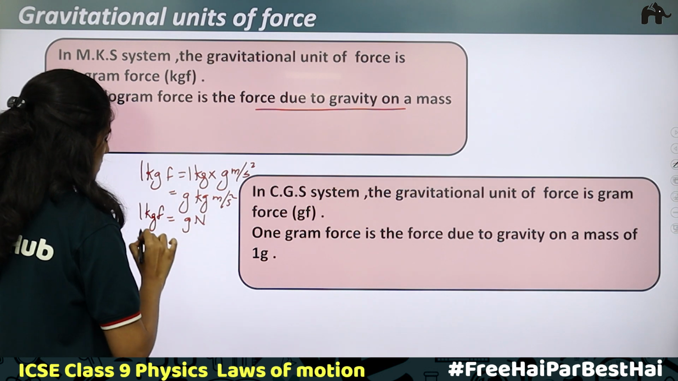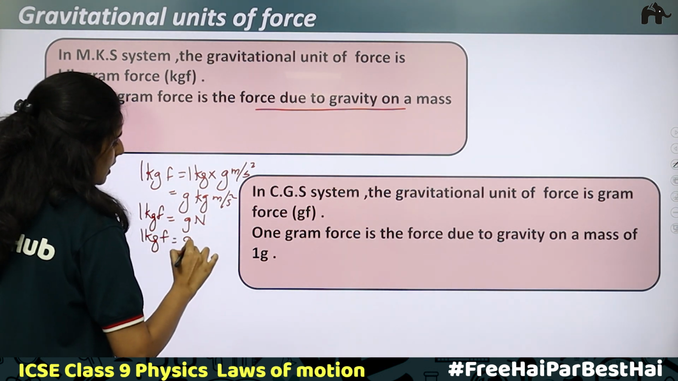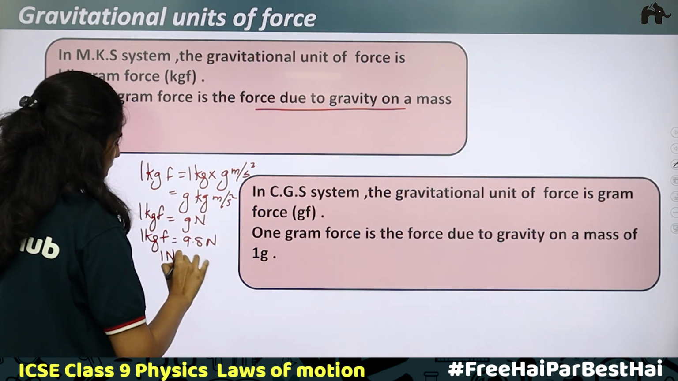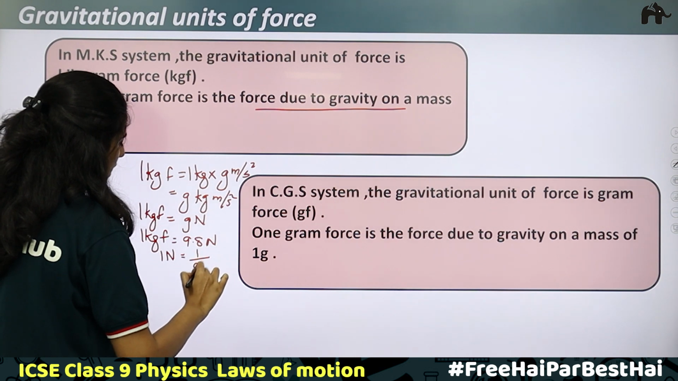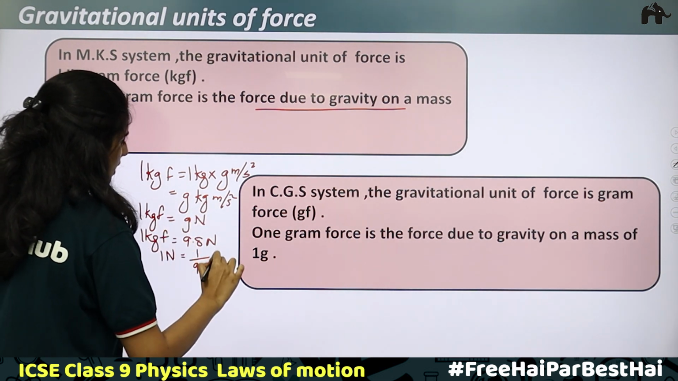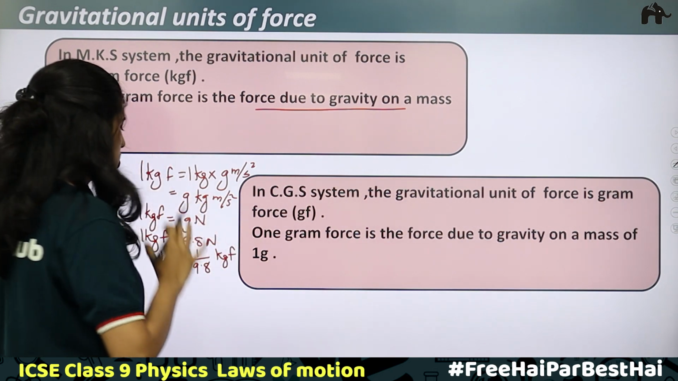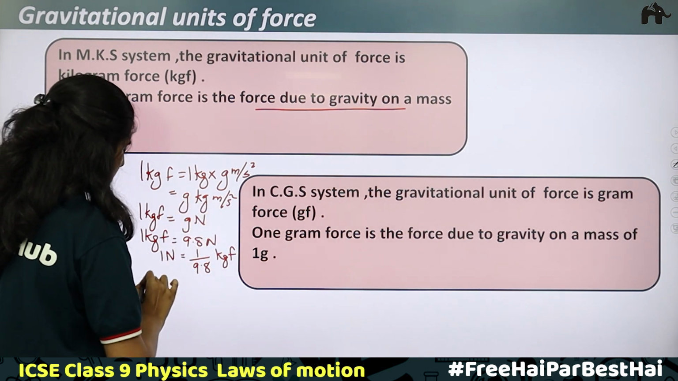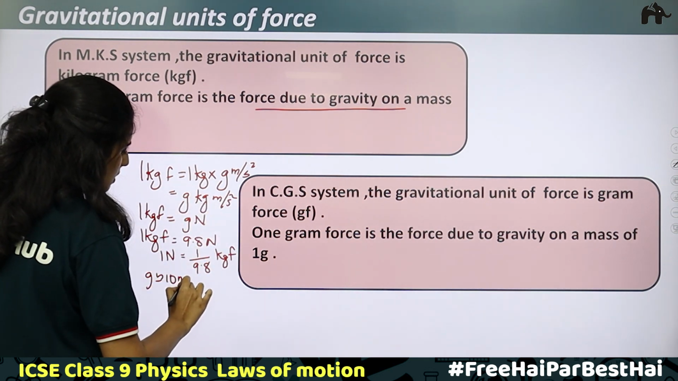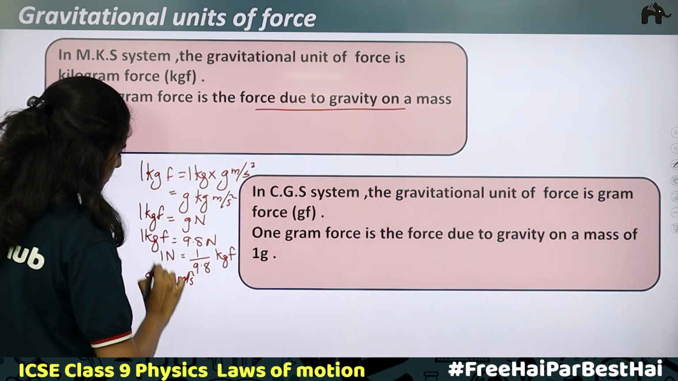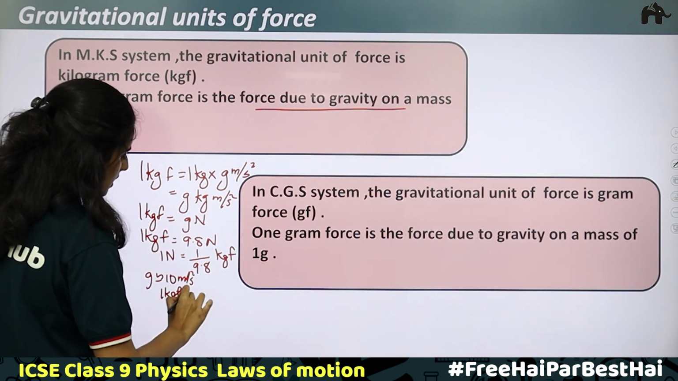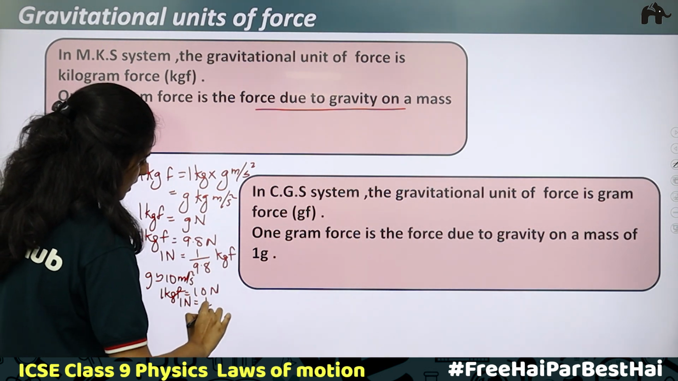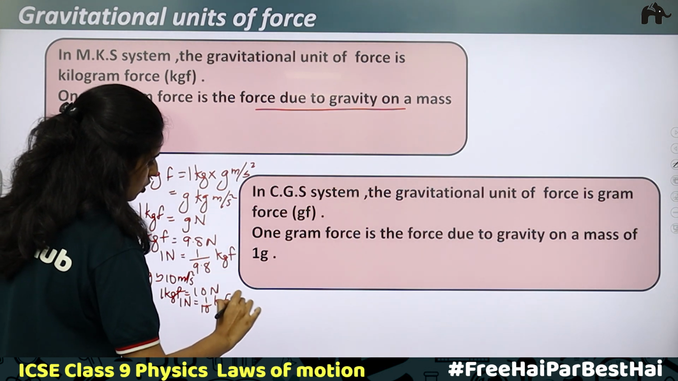We know the value of g. So 1 kilogram force is equal to 9.8 Newton. Which means 1 Newton will be equal to 1 divided by 9.8 kilogram force. So, for an approximation, we can take the g value as 10. Okay, if g value is approximated to 10 meter per second square, then we will be getting 1 kilogram force is equal to 10 Newton, which means 1 Newton is equal to 1 by 10 kilogram force, which is 0.1 kilogram force.